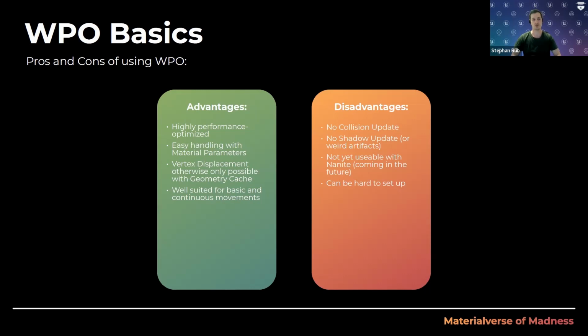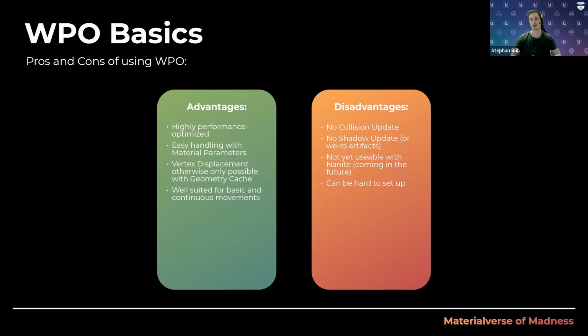It offers easy handling with material parameters. So if you know materials and your parameters, you can build up some really cool effects using world position offsets and don't have to touch a blueprint at all, for example. The vertex displacement that you can do with this could otherwise only be possible with geometry cache. So for example, you can go even 2 or 3 steps further than we will go today and create some water displacement or bake animation data into textures and use this on a static mesh instead of a skeletal mesh for a character, for example.